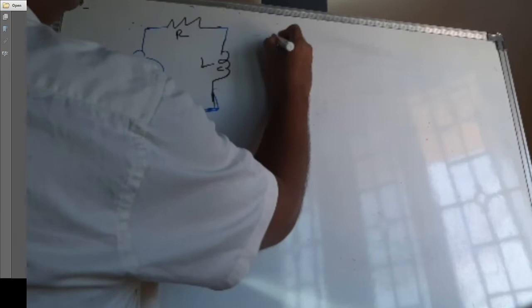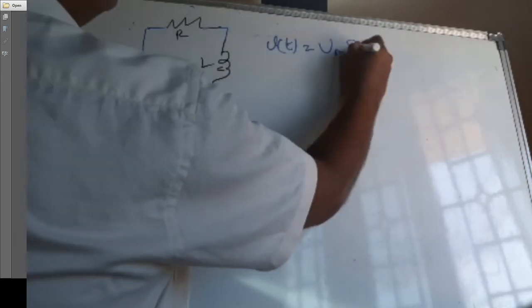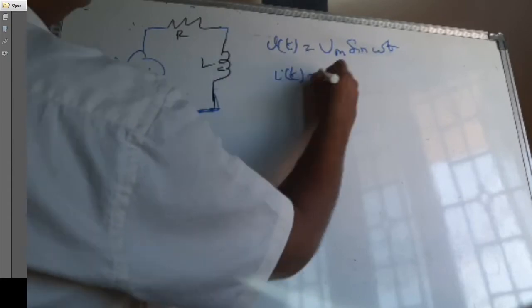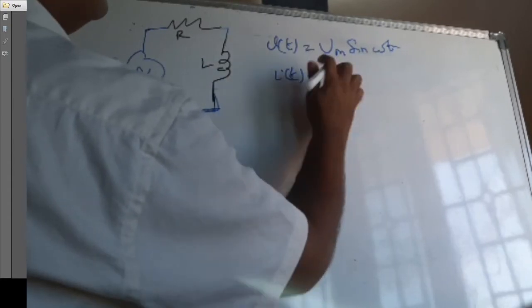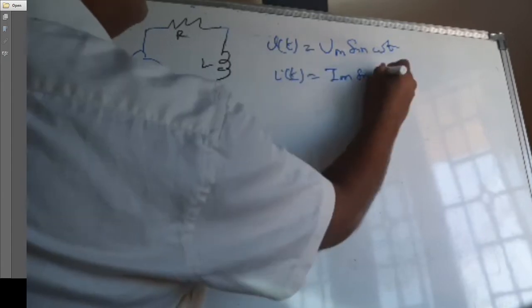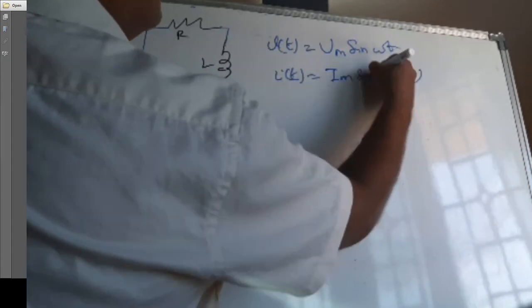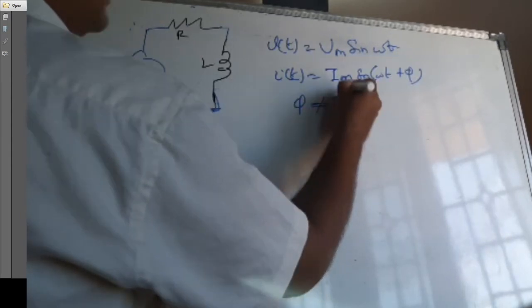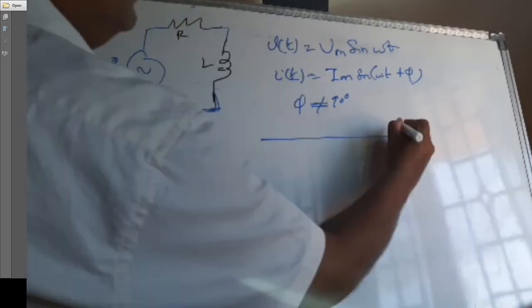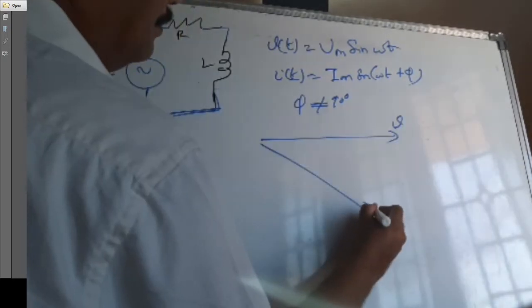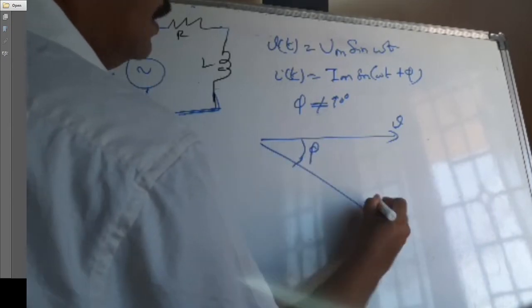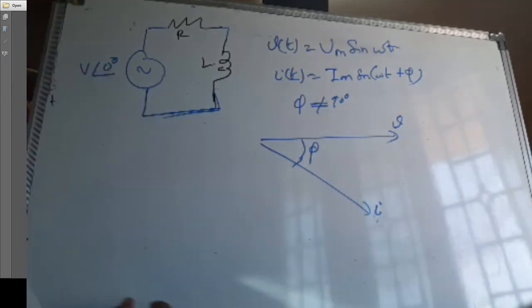We see here that V of t can be written as Vm sin omega t, and I of t can be written as Im sin(omega t plus phi), and phi is not equal to 90 degrees. So the phasor representation is V, and this makes the angle phi with I.